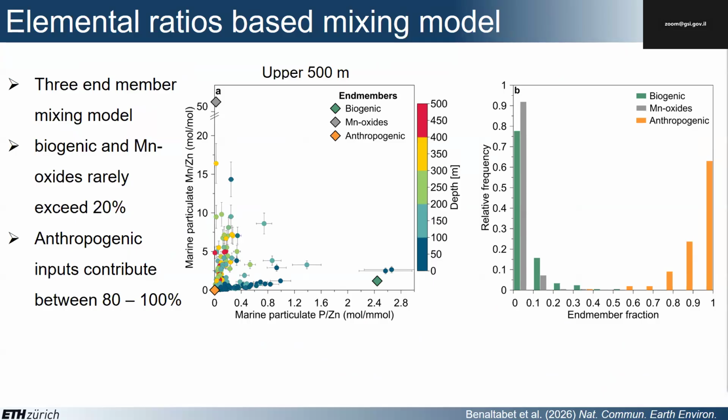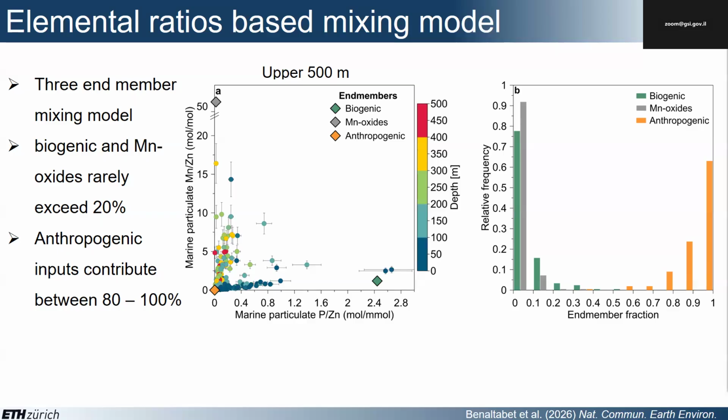So over here, we have manganese to zinc ratios on the y-axis and phosphorus to zinc ratios on the x-axis. And we define three main end members. We define the biogenic end member, which is characterized by high phosphorus and low zinc, or the natural phosphorus to zinc ratios that we know. We have a manganese oxides end member, which is characterized by the manganese to zinc ratios of these pelagic clays and iron manganese nodules. And we define an anthropogenic end member, which is very high on zinc and low on manganese and phosphorus.